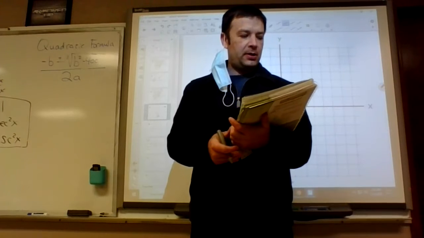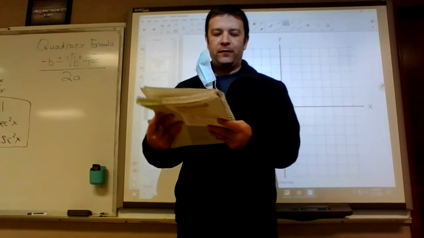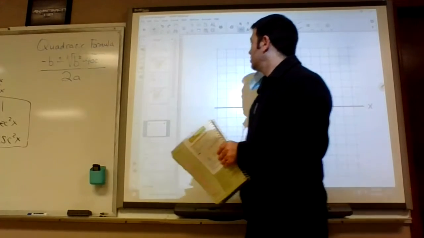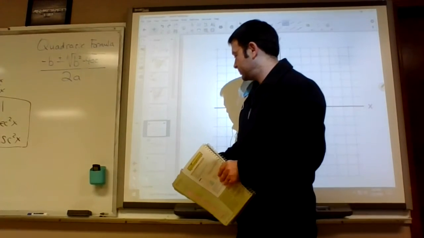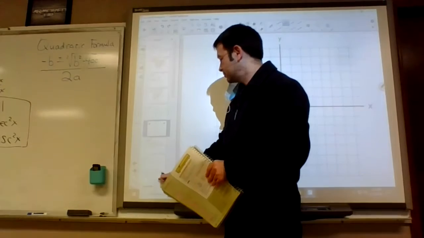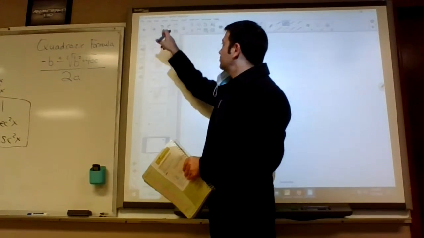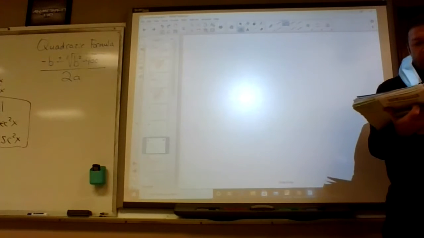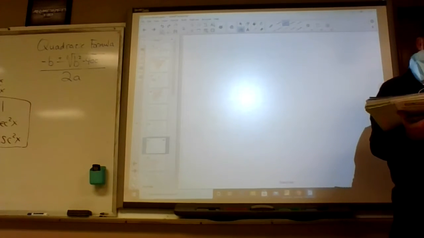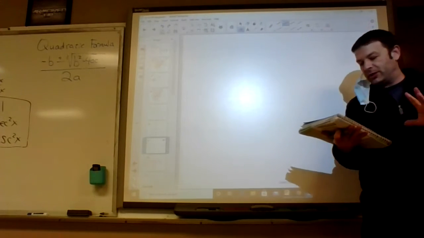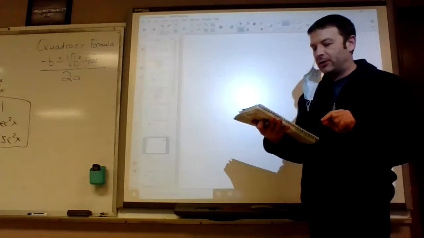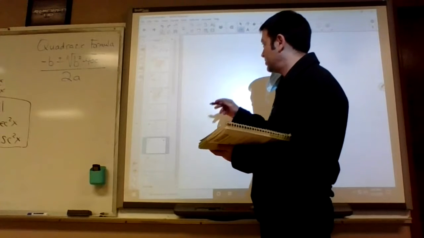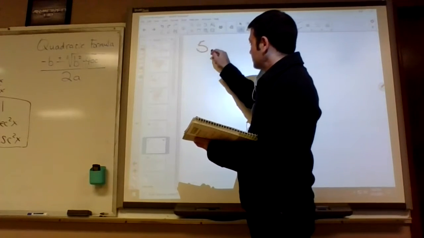Okay. Number 5, it says determine. Determine what? Determine which ordered pairs are solutions to the given inequality. It could be all of them, it could be one of them, okay? So you have to check all of them, see if they work. So is 0, 0 a solution for number 5?